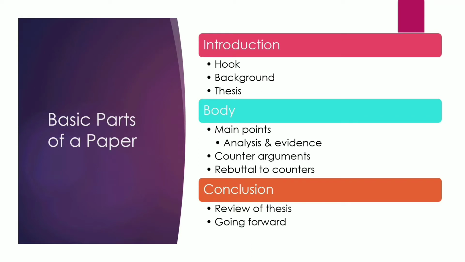Alright, so before we dig into research papers, it's good to start with a nice review of just the basic parts of a paper. As you can see, we have three parts: the introduction, the body, and the conclusion. With the introduction, we have our hook, which is what we use to get a reader's attention. That's usually a quote, an interesting fact, or a personal story, something just to lure them in. Then we have our background, which sets the stage for what the paper is going to be about and prepares us for our thesis statement. And then we have our thesis, which is the sentence that sets up the paper and tells us what the paper is going to be about.